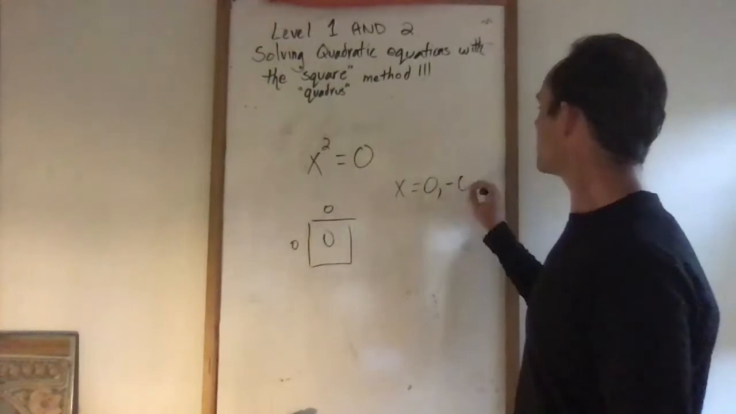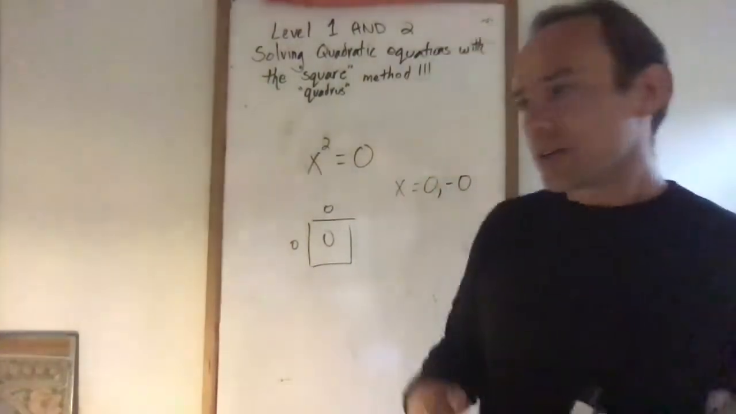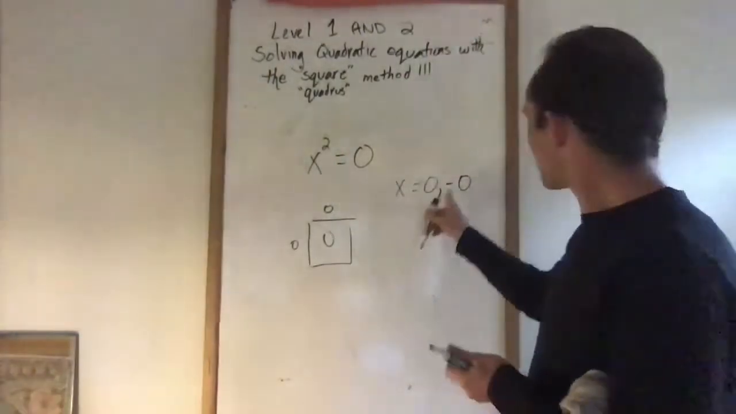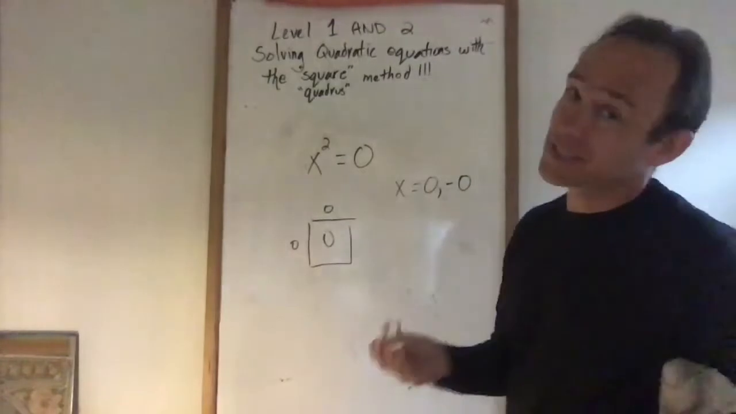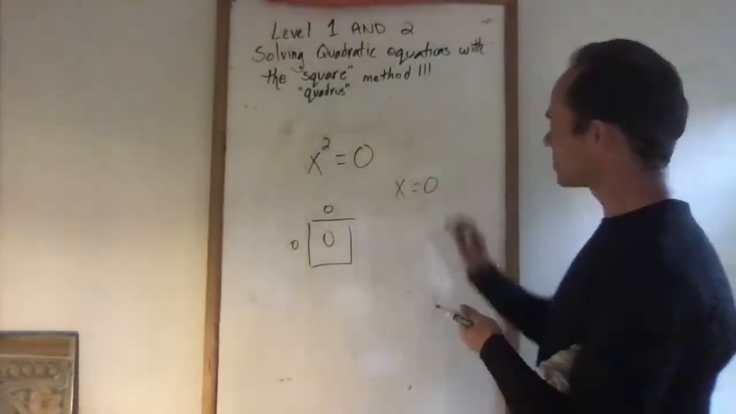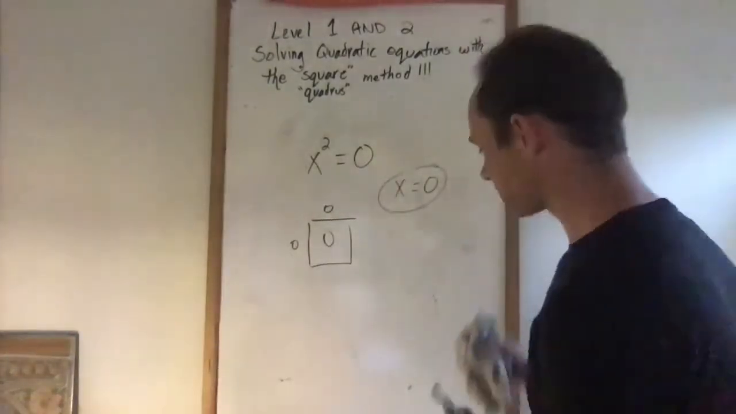And you might think, oh, also negative 0. But 0 is one of those special numbers, and one of the special things about it is that negative 0 and 0 is actually the same value. And so here, you don't really write that as two solutions. We only write that as one solution, all right?